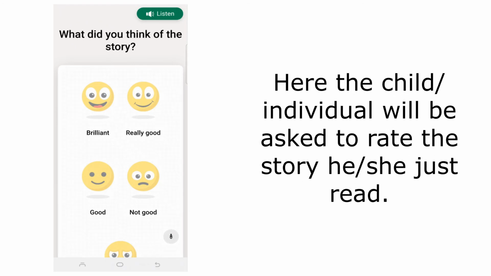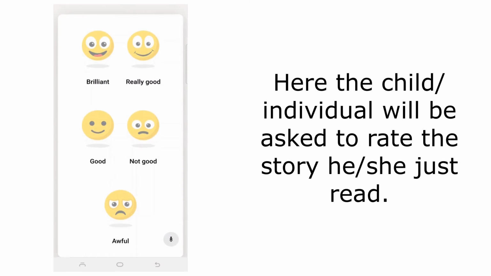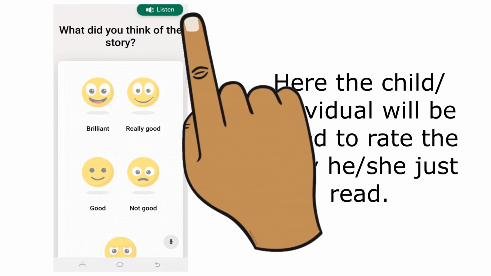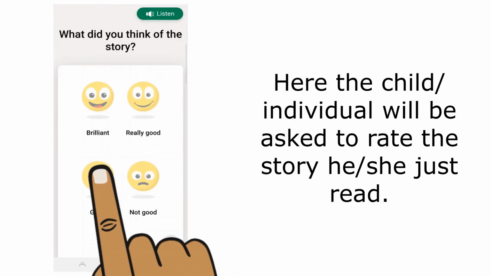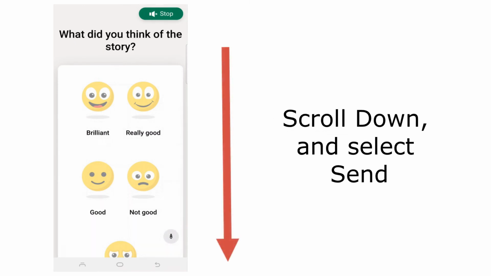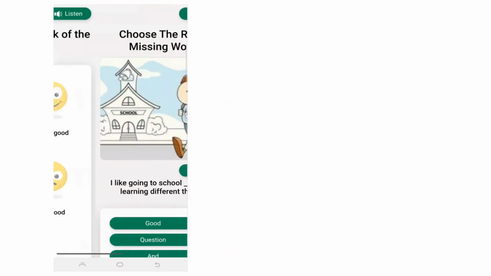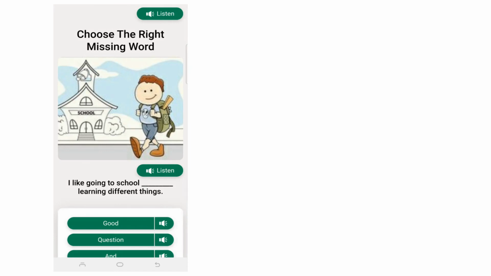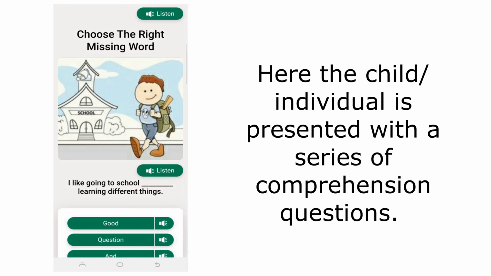When the whole story is finished, the child will be invited to rate the story he or she has just read. This could be easy for some children, whilst other children would require some support. What did you think of the story? Next, the child will be presented with a couple of questions to check his or her comprehension. The objective here is to ensure that the child has really understood the story in question.